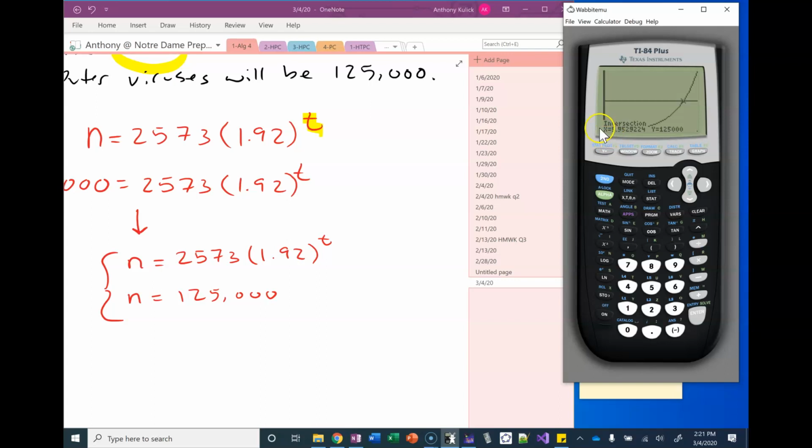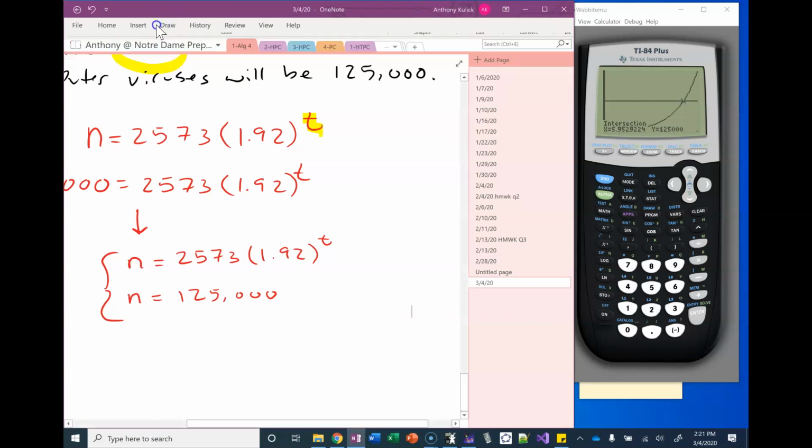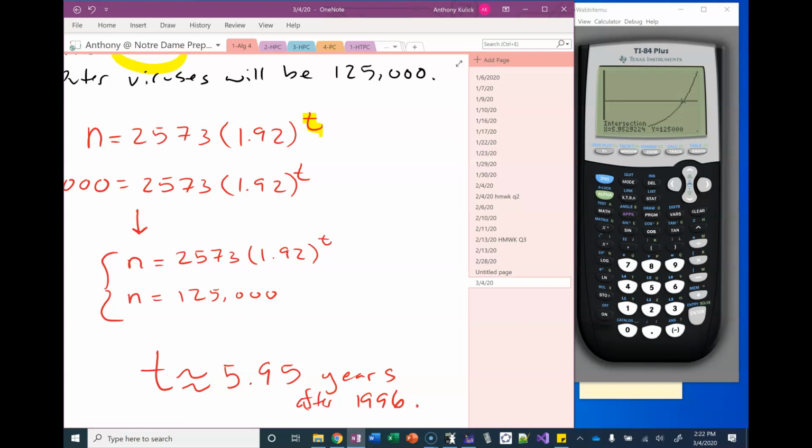Now what the calculator says is the intersection is at x equals 5.95 and so on, and y equals 125,000. So remember that x on our calculator represented what variable in our equation? T. So I know t is about 5.95 years after 1996. Everybody okay with that? So the calculator did all the hard parts for us. We just had to know how to get our calculator to do that.